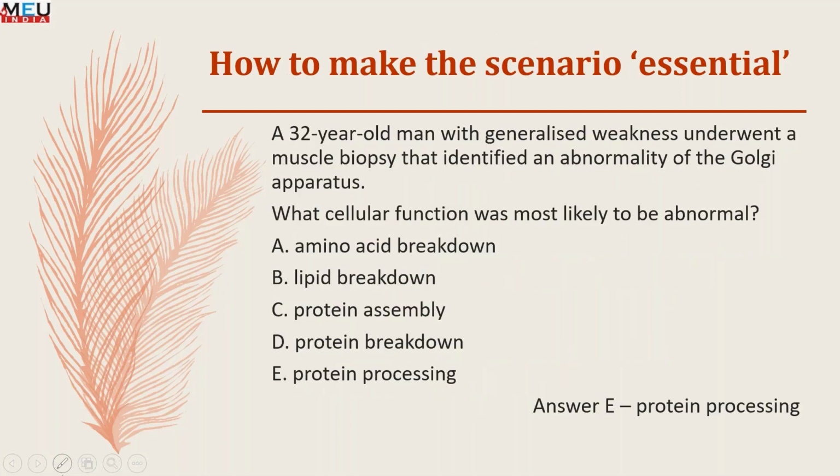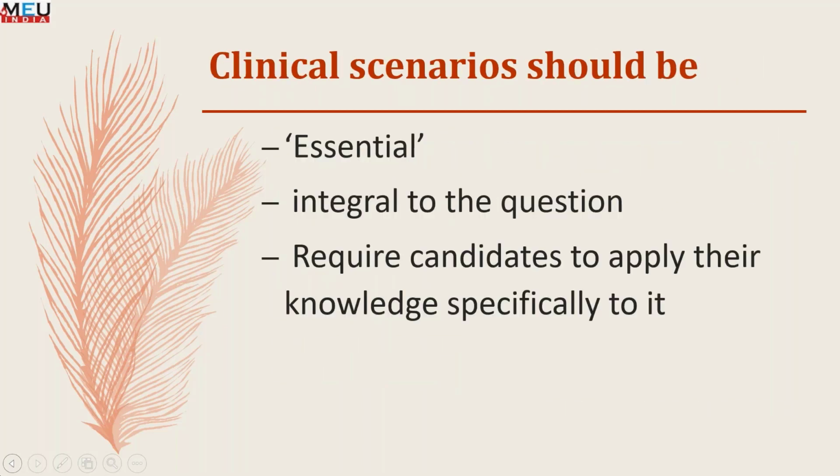Now, how do you make the scenario essential? Like the same question, I've reframed it as: a 32-year-old man with generalized weakness underwent a muscle biopsy that identified an abnormality of the Golgi apparatus. What cellular function was most likely to be abnormal? It's asking the same question, but by covering the scenario and reading only what cellular function was likely to be abnormal, you cannot make out the question. Now you have to read the scenario and then apply your knowledge to get to the answer. So scenarios need to be essential. They need to be integral to the question, and they require candidates to apply their knowledge specifically to it.